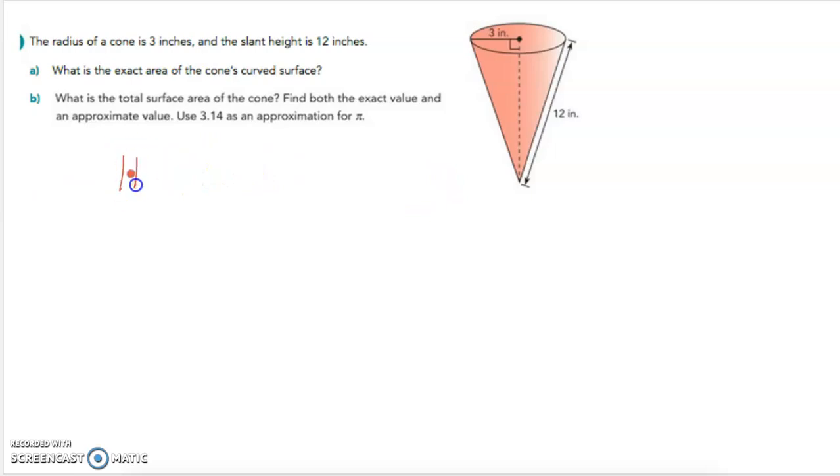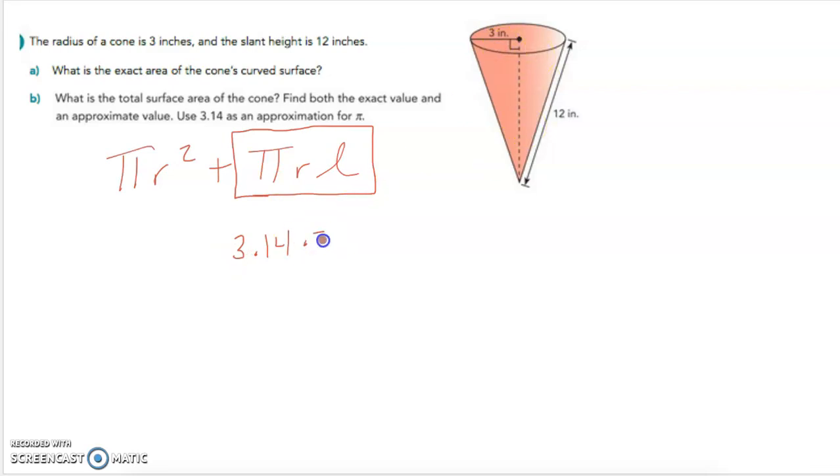It was pi r squared plus pi rl. And if you remember correctly, this right side, the pi rl, is the side that dealt with the curved surface. So to do this A, the only thing we have to do is this part of the equation. So pi is 3.14 times the radius, which is 3, times the slant height, which is 12, and we'll get our answer. So 3.14 times 36 is going to be equal to 113.04.